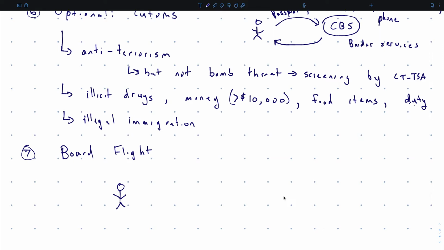Okay, so I just left security. So I pick up my bags, I put my belt back on, I put my shoes back on. I check the gate, and then I walk to the gate, and now my flight is boarding. Do I have to do anything else, or can I just walk on the plane? No, you have to check in with the airline worker.